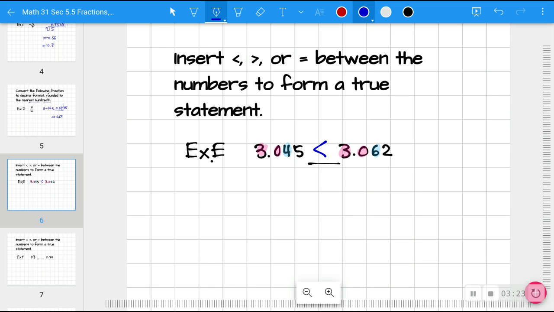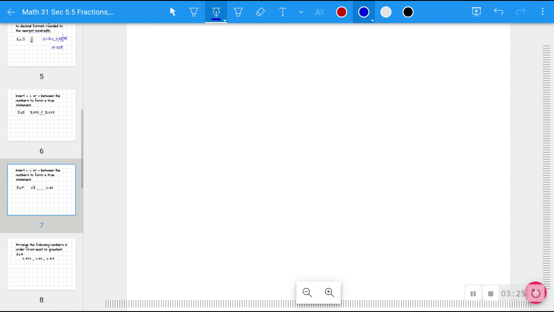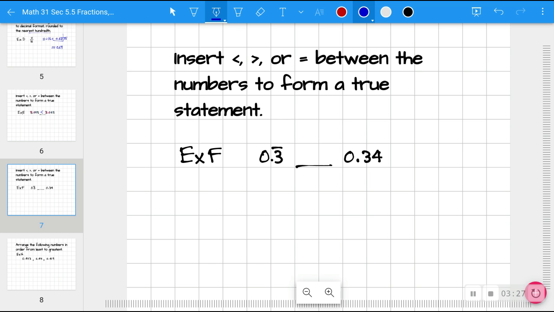You ignore everything else. Okay, example F does essentially the same thing, but it requires you to know the meaning of this repetend bar here. That means there's a 3 next door. So if you carried this out to another spot, this problem would look like this: 0.33 compared with 0.34, and the disagreement in this hundredths column settles the argument. The first number is less than the second.